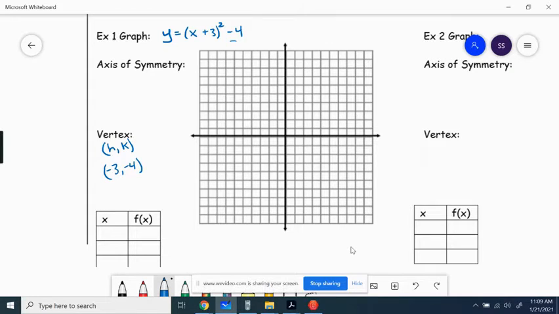Let's plot that out. 1, 2, 3, 4. It looks like the vertex is right there. The axis of symmetry is whatever x is equal to, so x equals negative 3. I'll just make a dashed line right here. That is your axis of symmetry.